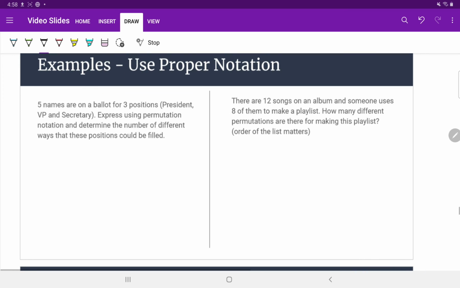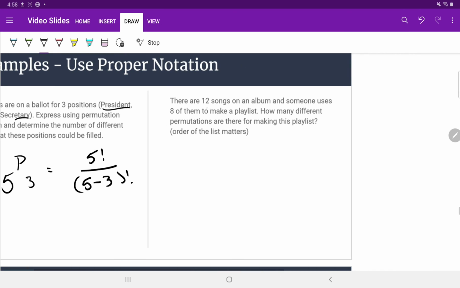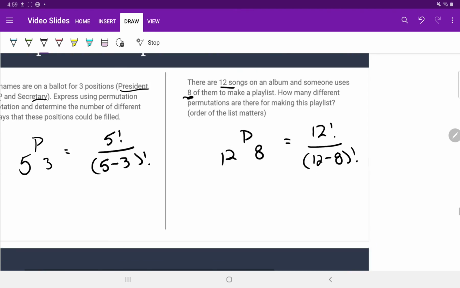So let's look at some of this right here. We've got 5 names on the ballot for 3 positions, and those are distinct positions, so that's clearly going to be a permutation. So this is going to be 5P3, or 5 factorial over 5 minus 3 factorial. Here we have 12 songs on an album, and we want to use 8 of them, so this is going to be 12P8, or 12 factorial over 12 minus 8 factorial.